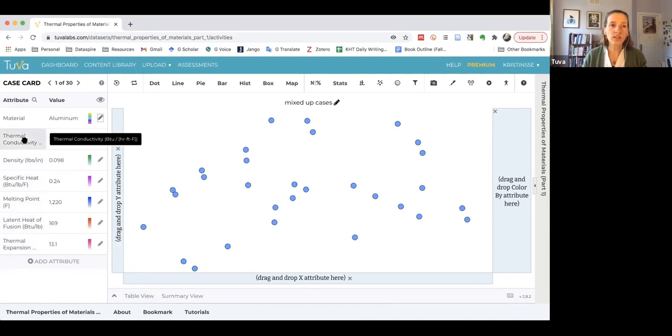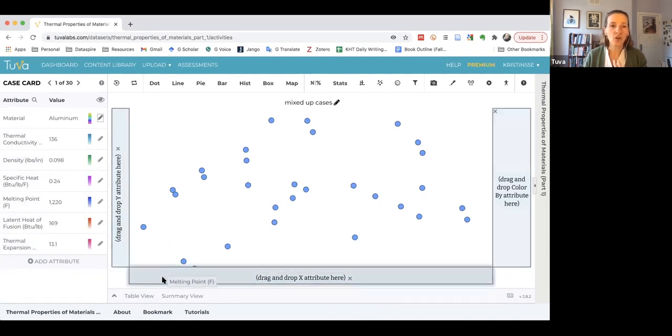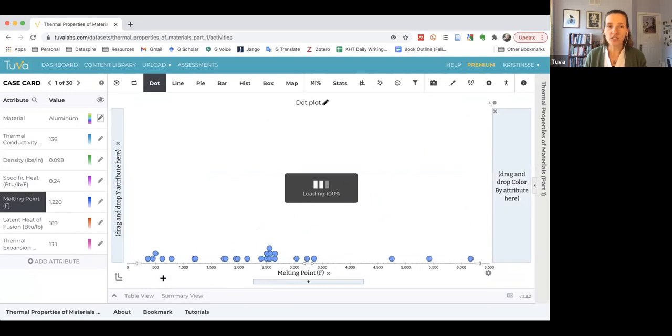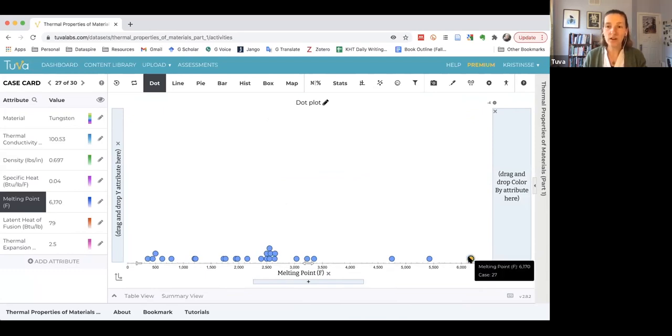So first thing, let's just get a sense of what the ranges are of these different variables that we have. And so we could look at, okay, so melting point goes from 6170 for tungsten all the way down to solder 50/50, which has a melting point of 361 degrees Fahrenheit. Okay, so that's a pretty big range, right?